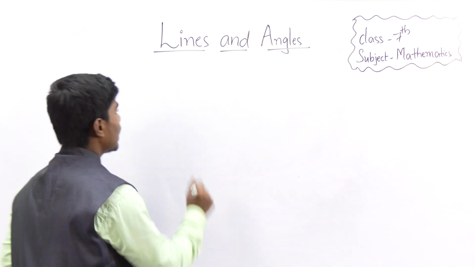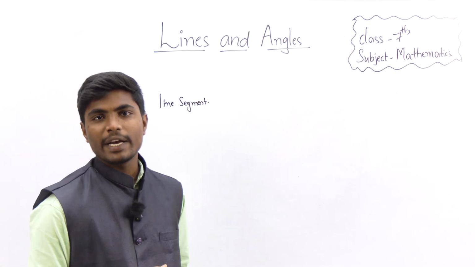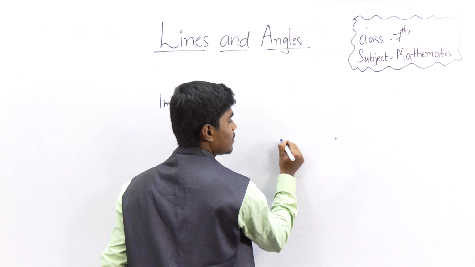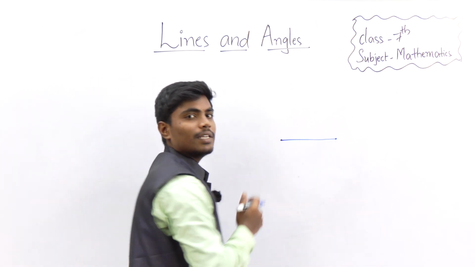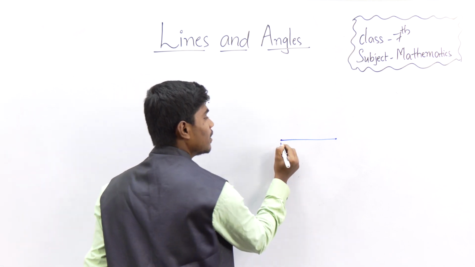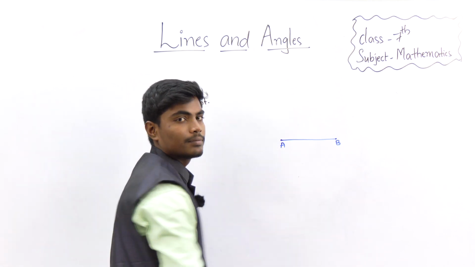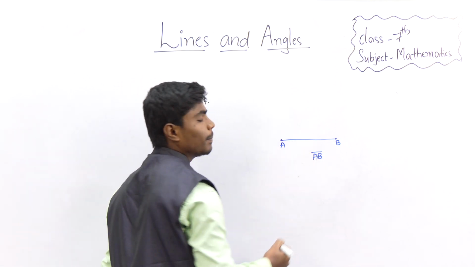First, line segment. What is a line segment? The line joining two points is known as a line segment. It should be the shortest length. Let's consider this line segment as AB, and this is denoted as AB bar.